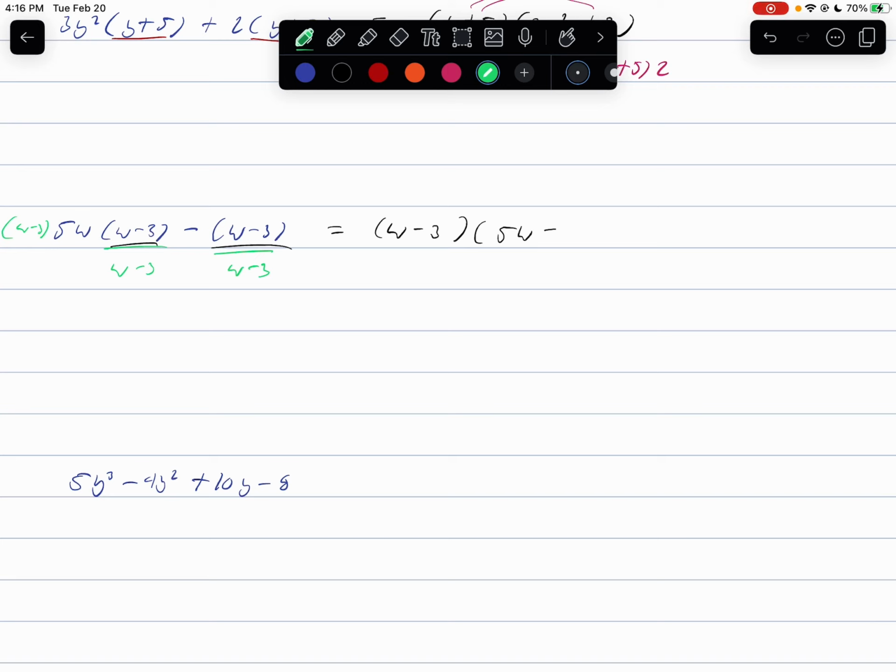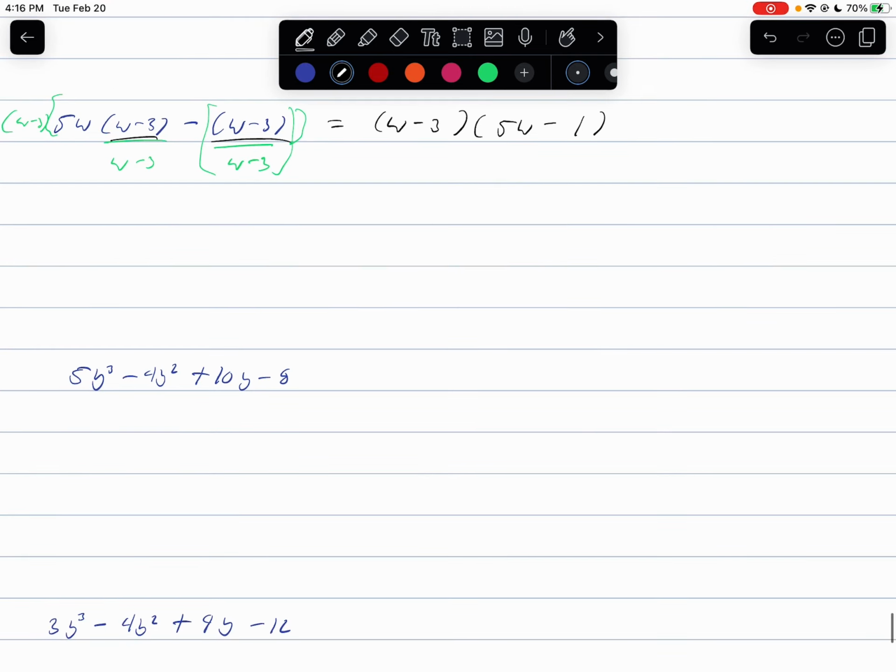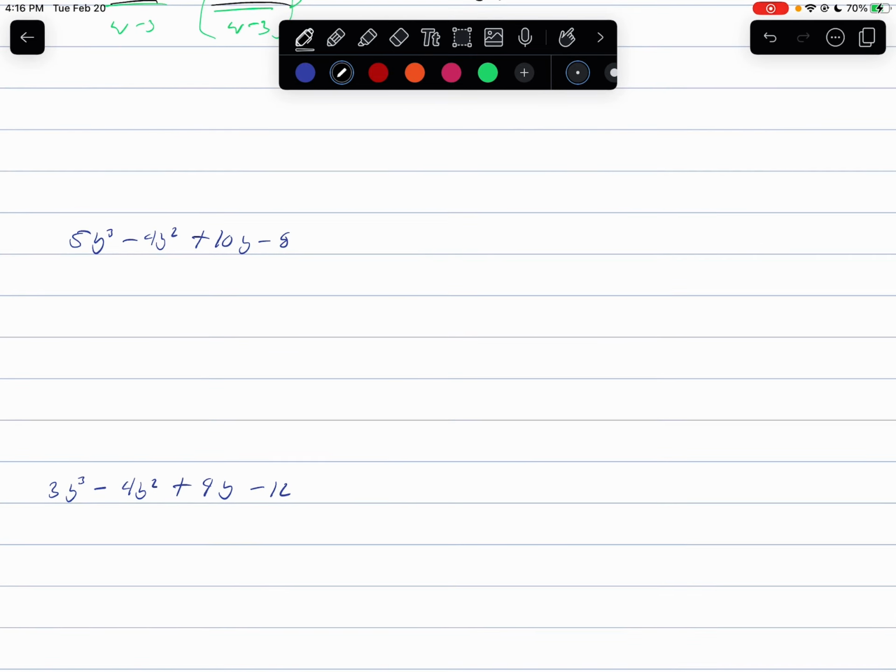So what that does is we're just rewriting it in a convenient way. If we divide out here and multiply here by this whole thing, we don't change the value of our overall expression. We just rewrite it. So when we divide out by w minus 3, in this one we're going to have w minus 3 divided by w minus 3, which gives us 1. So we can rewrite this as w minus 3 times 5w minus 1. Okay?